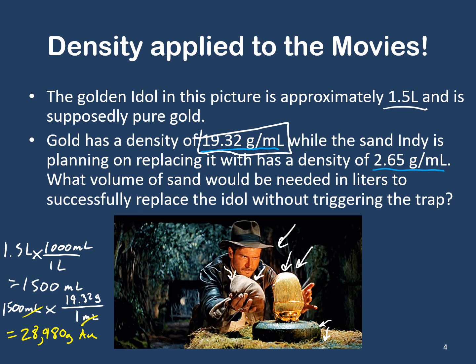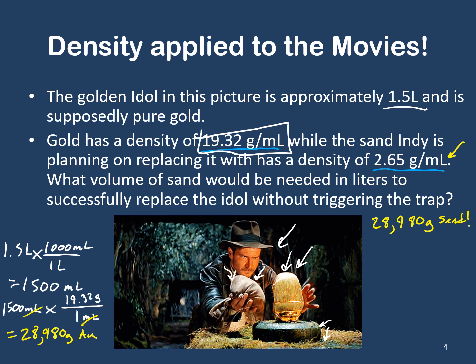Now, if this trap is to not be triggered, then the mass of gold needs to be equal to the mass of sand that we replace it with, right? So if I replace the gold, I need to replace it with an equal mass of sand. In other words, this means that I need 28,980 grams of sand. And 1.5 liters does not make that much sand based off this density.